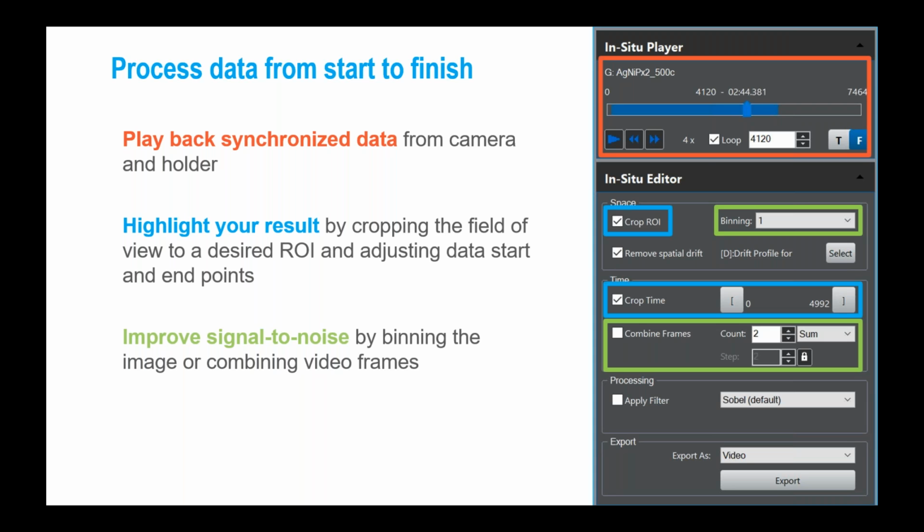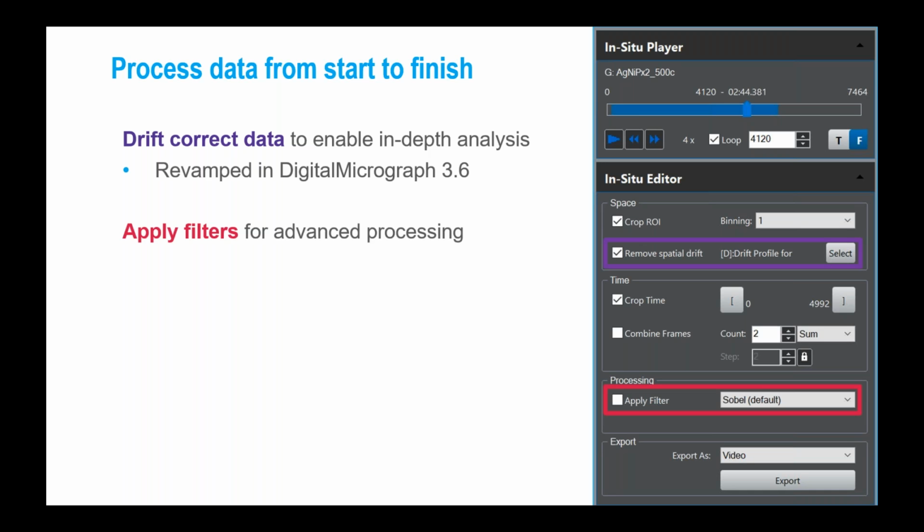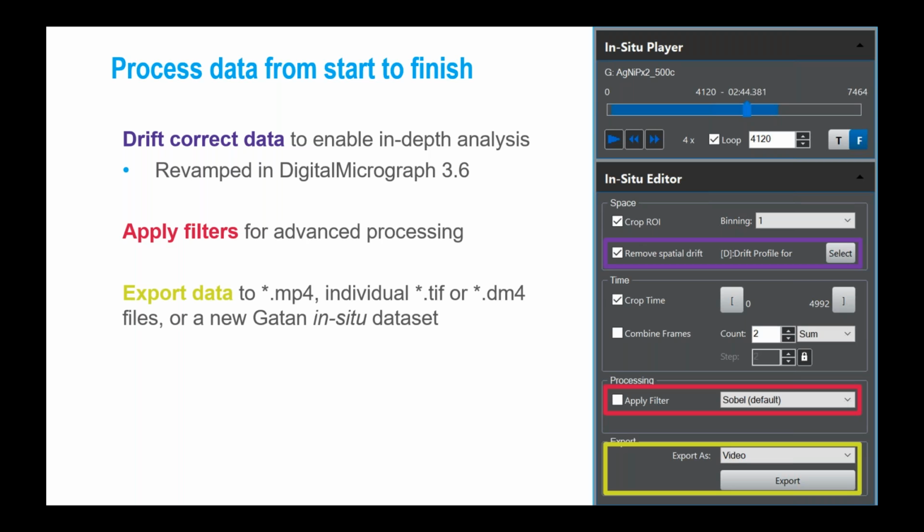You can do things like bin the image or combine together many frames to improve the signal to noise in the video. And one really exciting thing that has been in DigitalMicrograph for a while, but has been revamped with the new version of DigitalMicrograph that will be coming with the ClearView camera, is the ability to do drift correction post-processing on the video data that you acquire, which I'll show more in depth in the next slide. We've always had the ability to apply filters for more advanced processing. That's still here in the newest versions of the software.